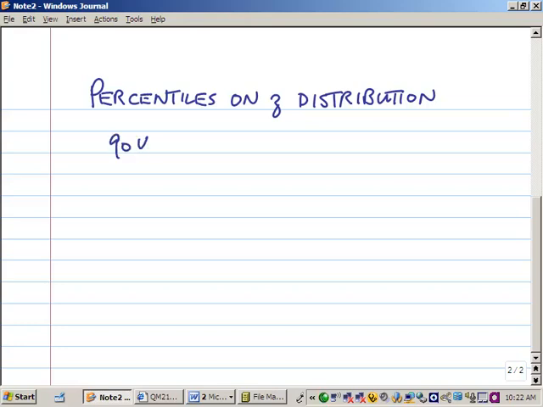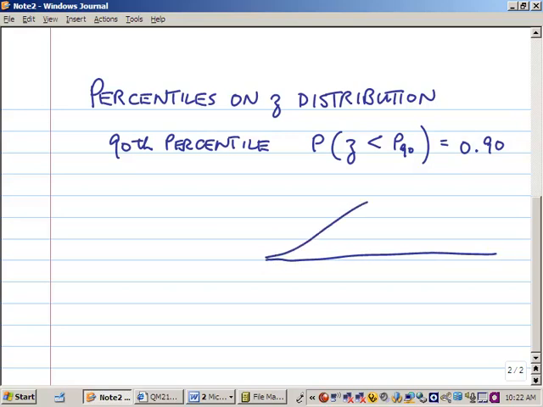But let's talk now about the 90th percentile. By definition, that means the probability of getting a generic value Z less than the 90th percentile on the Z distribution is equal to 0.9. Okay, so, diagram.